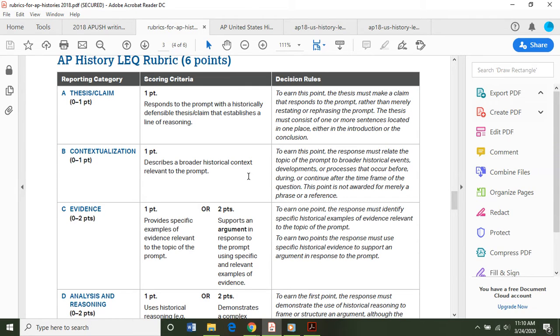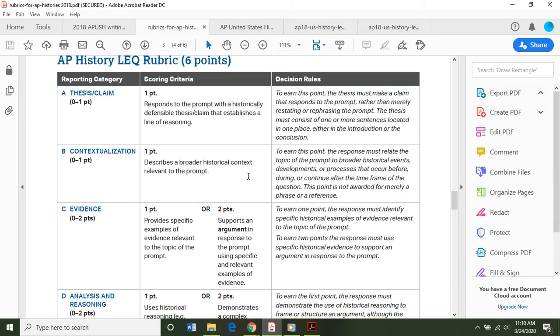So let's say your question is, again, about the causes of America getting into World War One. You can talk about the events before, during World War One, and then a little bit after. I don't suggest you go all the way to, let's say, World War Two or whatever. Don't go too far if you're going after. Okay, so again, that's my contextualization.